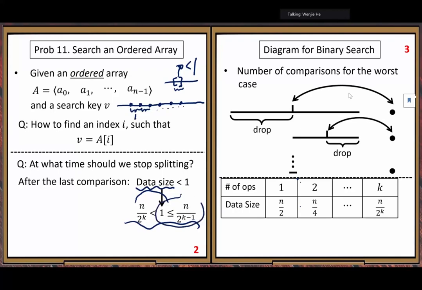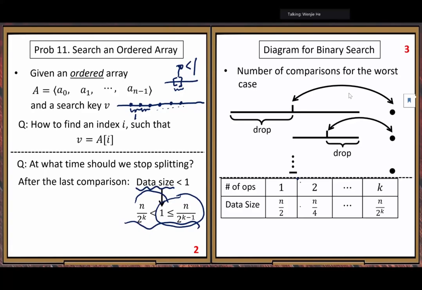What's the meaning of this part? That means the size of the previous subarray should be greater or equal to 1. So that means you need to do one more split, right? In the previous round, you cannot stop. You still need to make sure there is no uncertainty for the splitting situation.